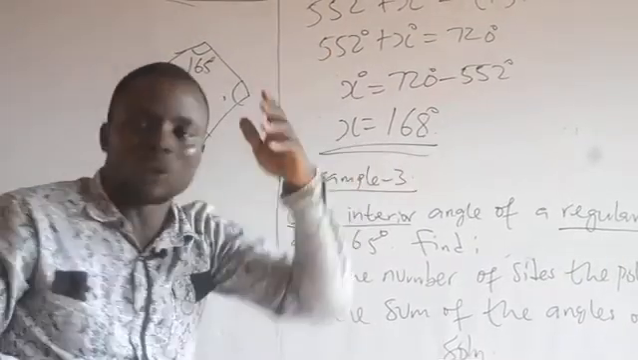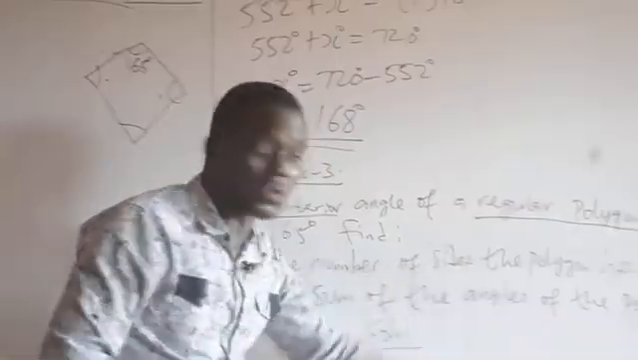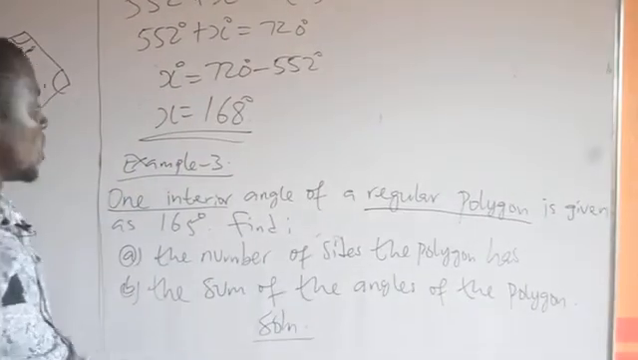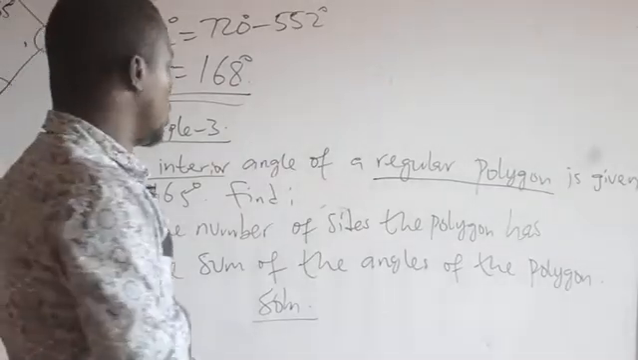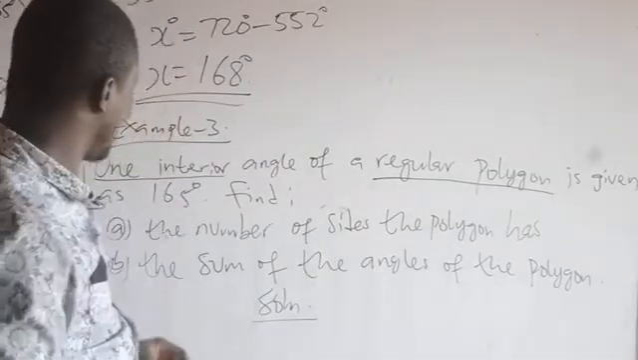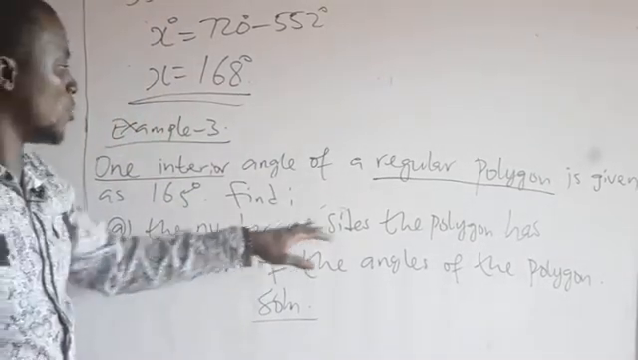I don't know the number of sides of the polygon. That's why you are asked to calculate the number of sides of the polygon. A regular polygon has equal angles and equal sides. Hope you are following me, students. It's alright. So how do we find the number of sides of the polygon?